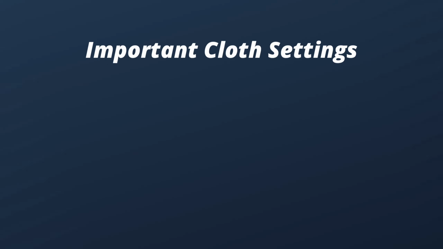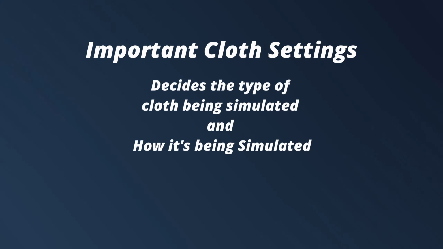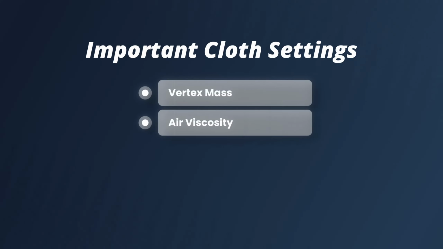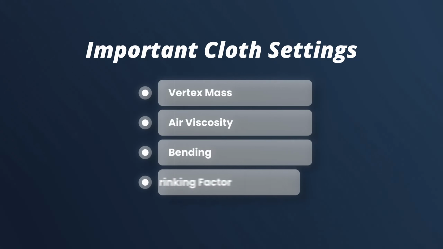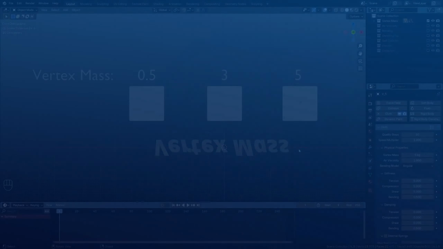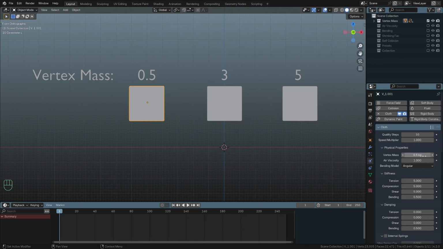Okay, there are some important settings in the cloth physics tab that you should know about that decide what type of cloth is simulated and how it is being simulated. That includes vertex mass, air viscosity, bending, shrinking factor, and self-collision. So let's see what all these settings do one by one, and let's start with the vertex mass. The vertex mass is situated here under the physical properties.